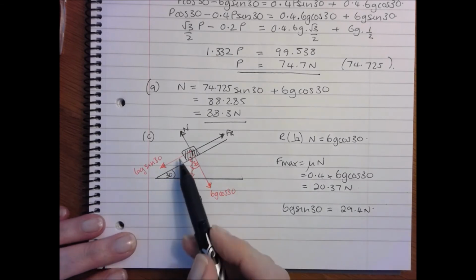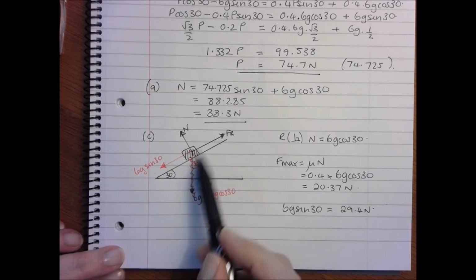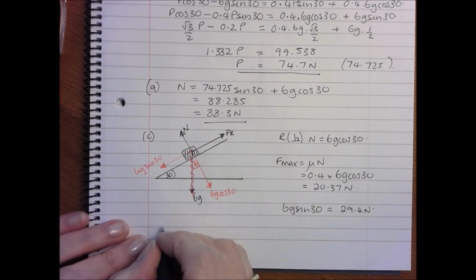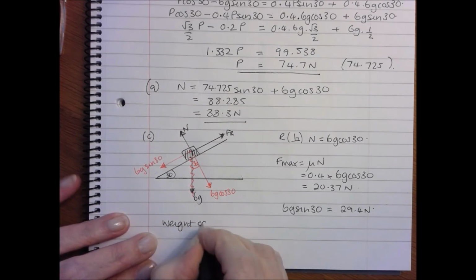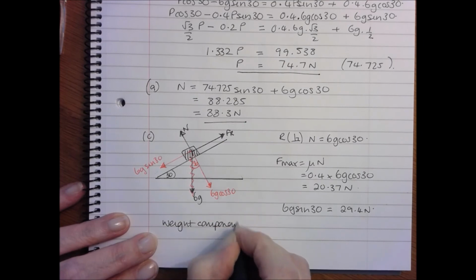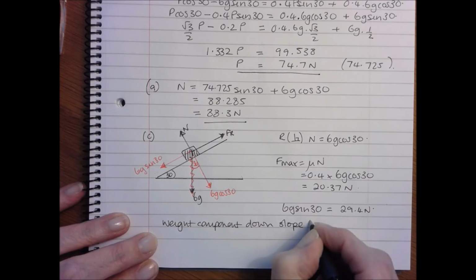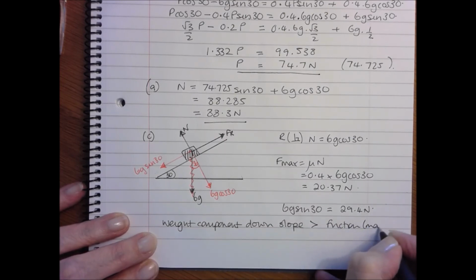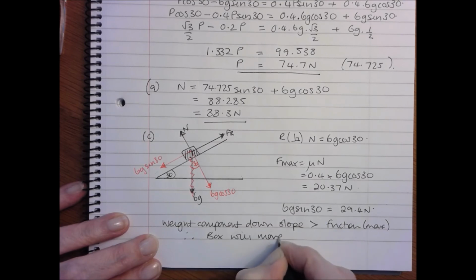So this force acting down the plane is bigger than the frictional force acting up the plane, therefore the box is going to move down the plane. So we're going to conclude by saying that the weight component down the slope is bigger than the maximum friction, therefore the box will move down the plane.